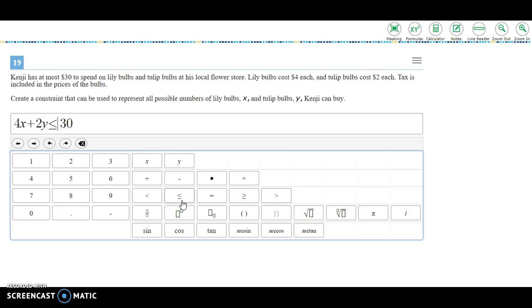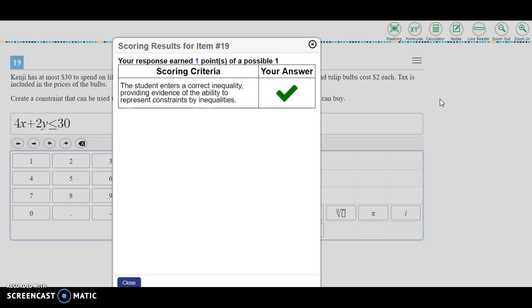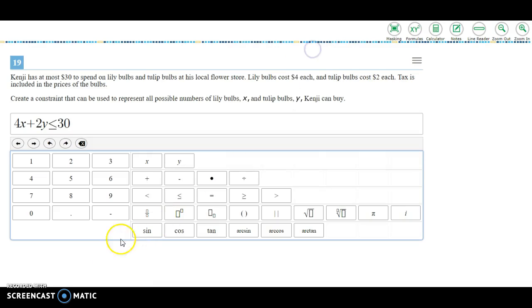So what this reads is $4 for every lily plus $2 for every tulip, and it needs to be less than or equal to $30 because that's how much Kenji has. And then again, this little tool up here, if you're doing the practice test online, score item, and it tells you the scoring criteria. The student enters a correct inequality, providing evidence of the ability to represent constraints by inequalities. And that is it.